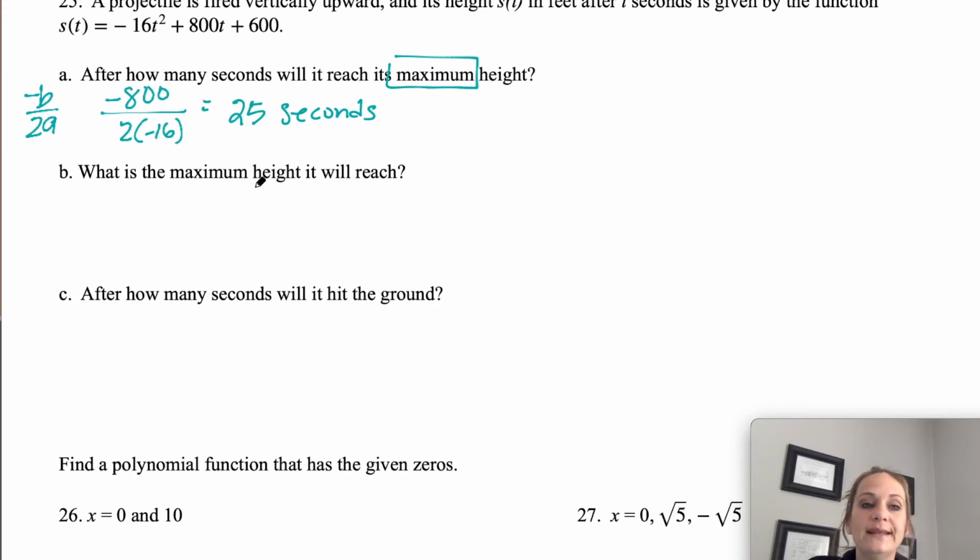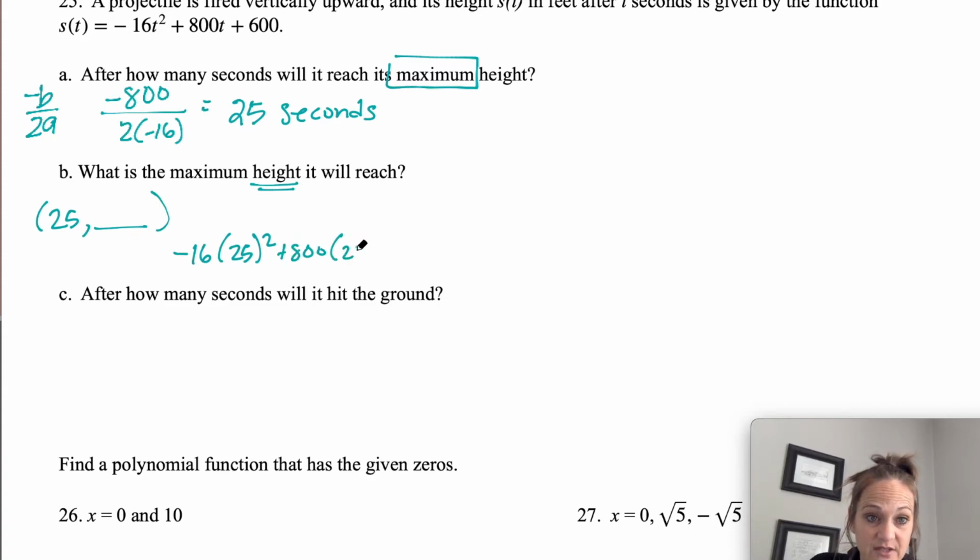Now they want to know, what is the max height? This is where you actually find the y value. So we're going to plug 25 back in. So we'll get negative 16 times 25 squared plus 800 times 25 plus 600. And we will get, I believe, 10,600. So after 25 seconds, it is going to reach a max height of 10,600 feet.